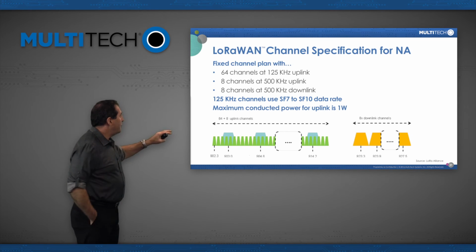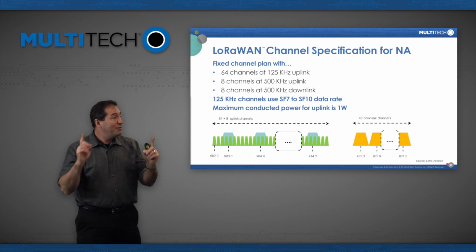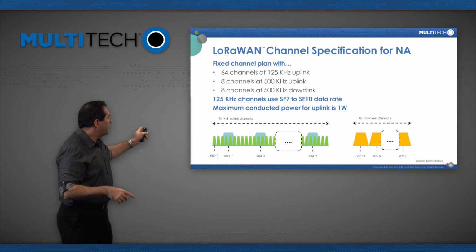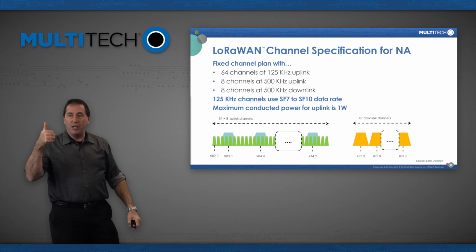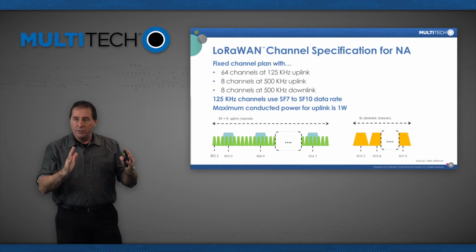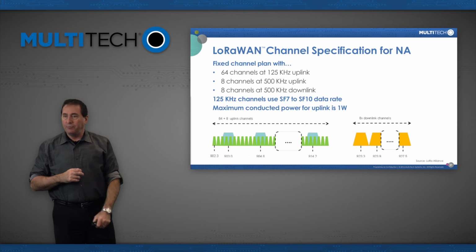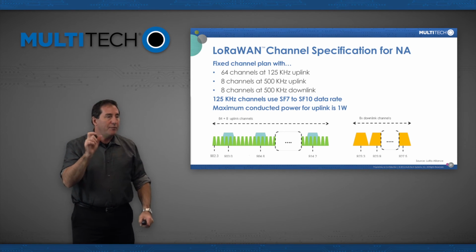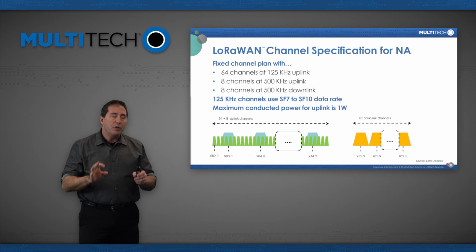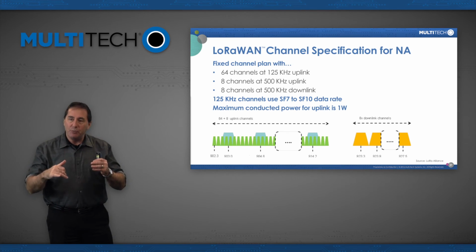So in the United States, we have a channel plan because we have 902 to 928 megahertz, which is a nice hefty chunk compared to the rest of the world. We can break that down into 64 125 kilohertz channels up. Plus we've defined 8 500 kilohertz channels up, and then we have 8 500 kilohertz channels down. And the reason we don't have any 125 kilohertz channels down is your downlink is a precious resource in the LoRa world. So you want to be able to get as much through it as possible.